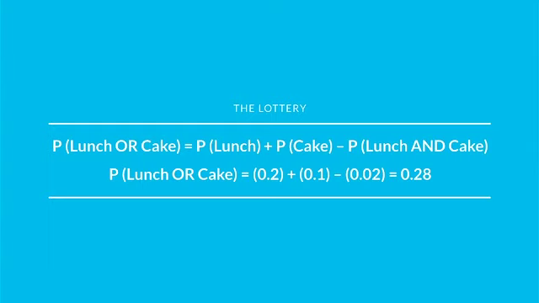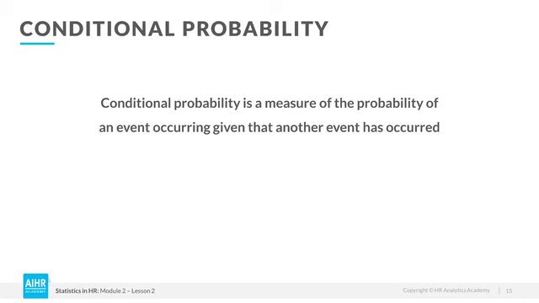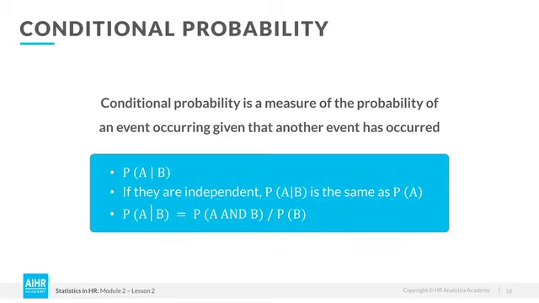Now, what happens if the probability of event A depends on event B? For this, we look at conditional probability. Conditional probability is a measure of the probability of an event occurring given that another event has occurred. The conditional probability of A given B is usually written as P(A|B). If A and B are independent of each other, P(A|B) is the same as P(A), as the effect of event B has no effect on event A. However, if they are not independent of each other, we calculate P(A|B) by taking P(A and B) divided by P(B).